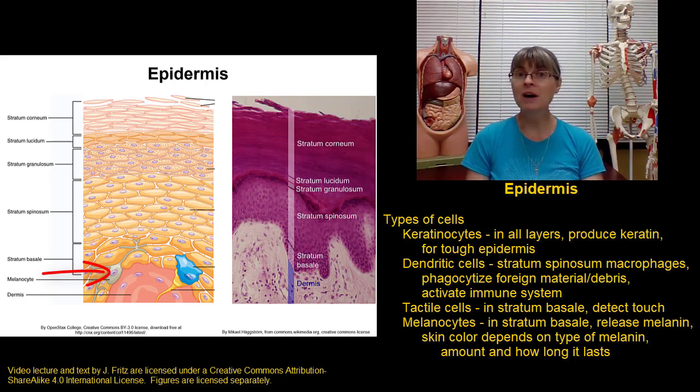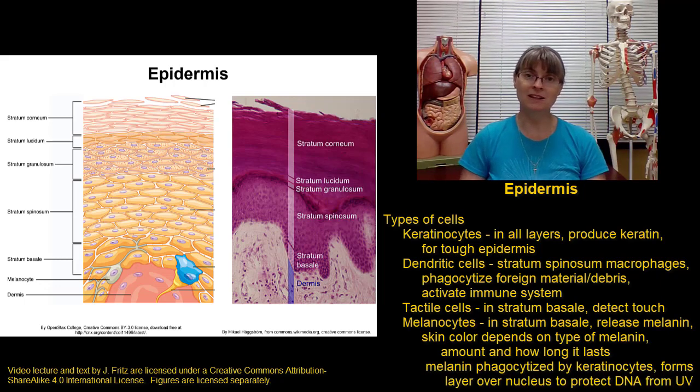It depends on how much melanin is made. The more melanin produced, the darker the skin. And it depends on how long the melanin lasts. If the melanin is long-lasting, then it can accumulate and cause a darker skin color than if it's broken down quickly. The functional role of melanin is not just to color the skin.